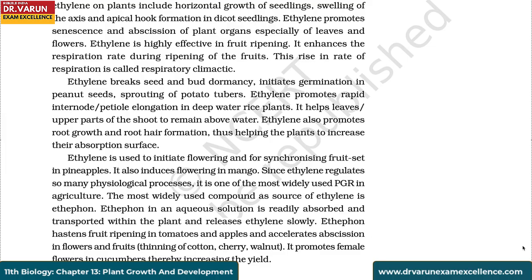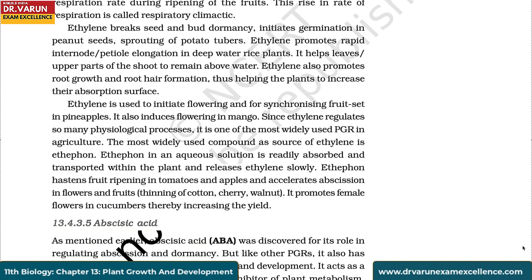Ethylene is used to initiate flowering and for synchronizing fruit set in pineapples. It also induces flowering in mango. Since ethylene regulates so many physiological processes, it is one of the most widely used PGR in agriculture.